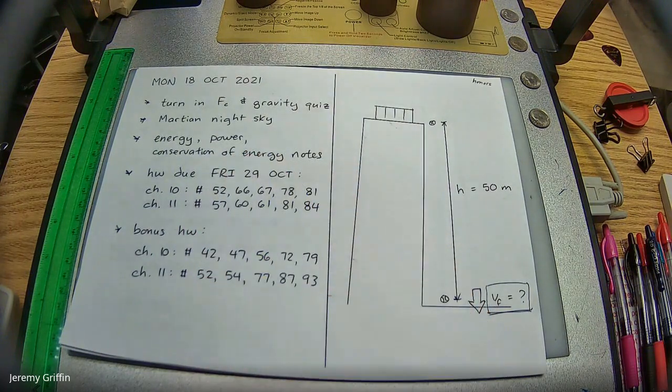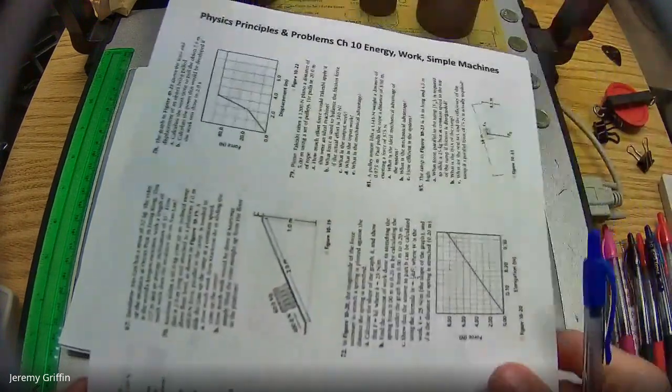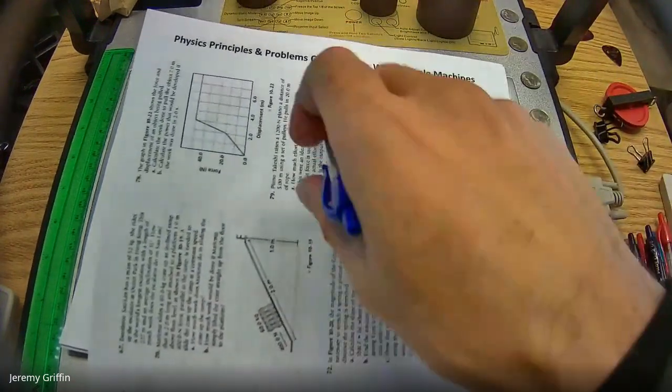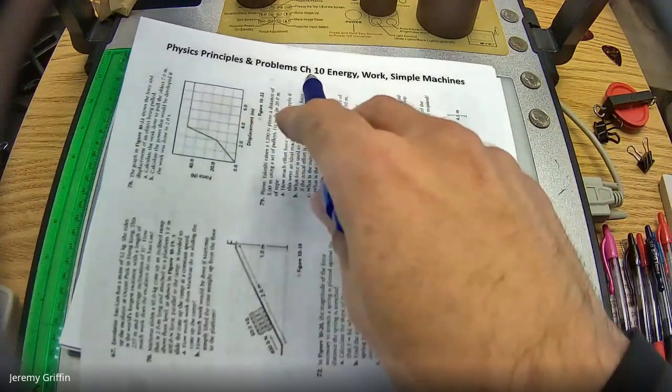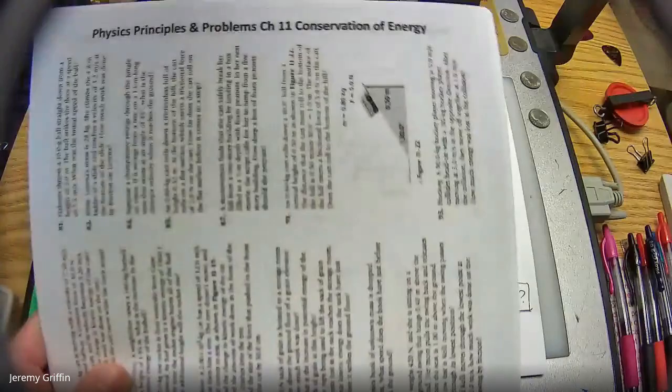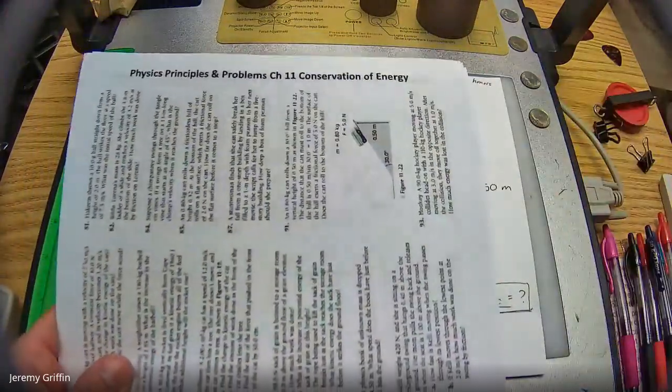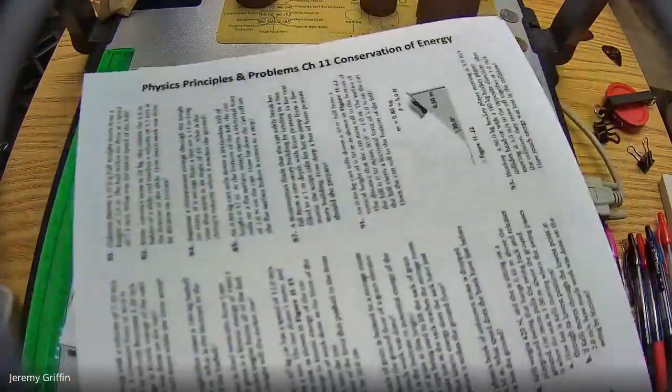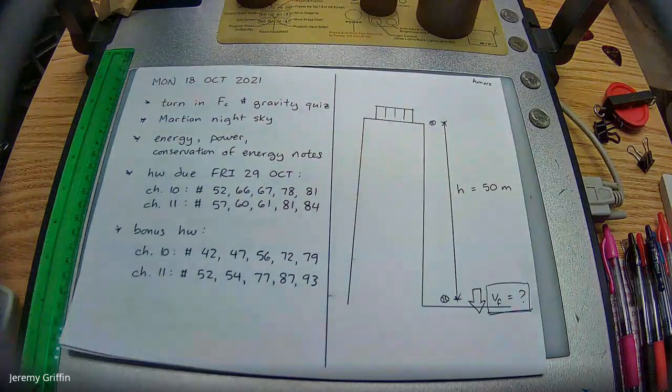You have a new homework page. It's clipped to the right side of your desk. Some of you found this already. On one side it says Chapter 10, Energy, Work and Simple Machines, and on the other side it says Chapter 11, Conservation of Energy. A lot of textbooks push this all into one chapter, and I'm going to basically treat it that way, all in one section.